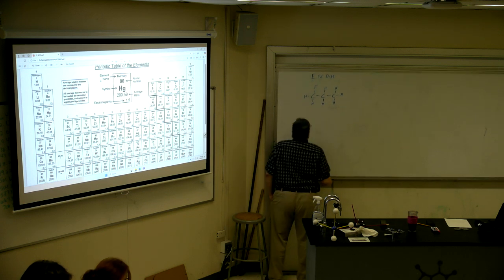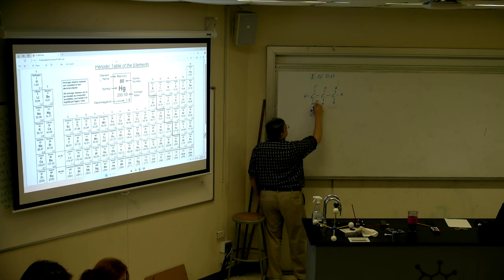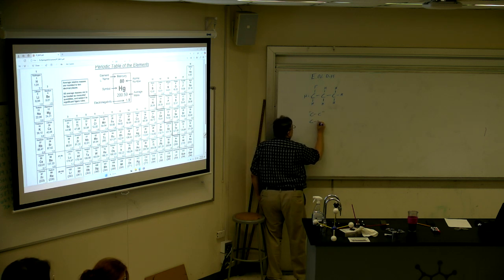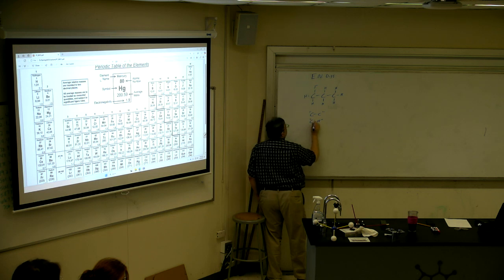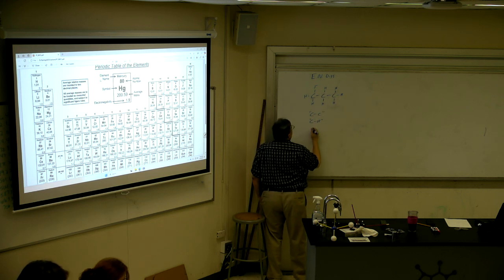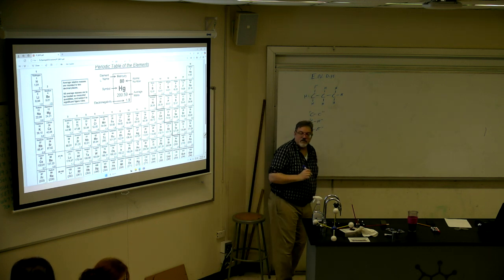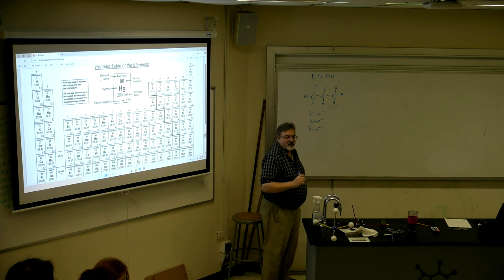So in this molecule, there's C to C bonds, carbon to carbon. There's carbon to hydrogen bonds. So this bond, this bond, this bond, this bond, this bond. And there's one carbon to fluorine. All those bonds exist in this molecule. You with me?